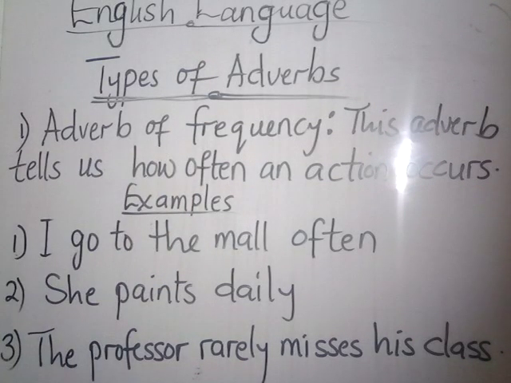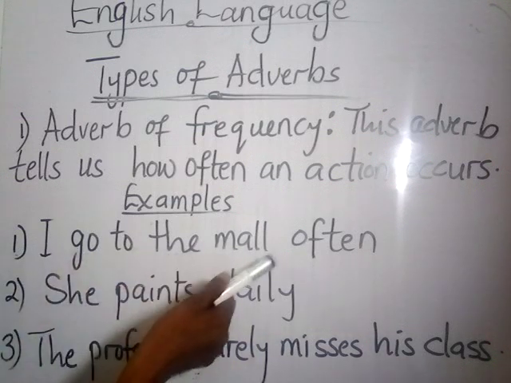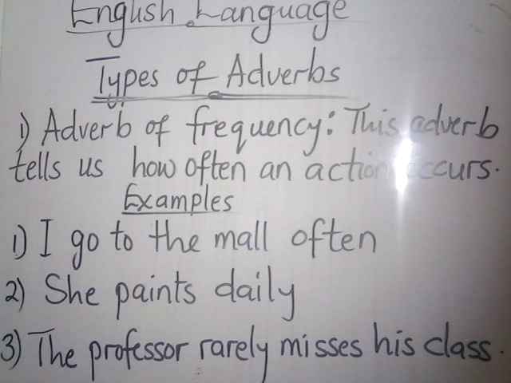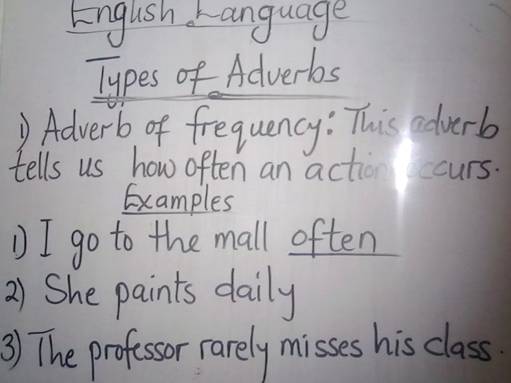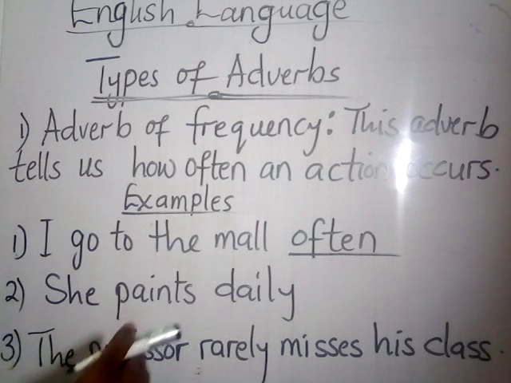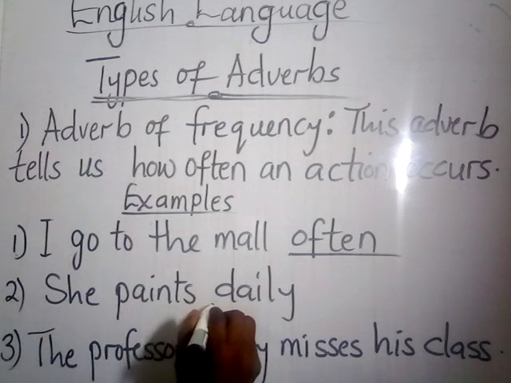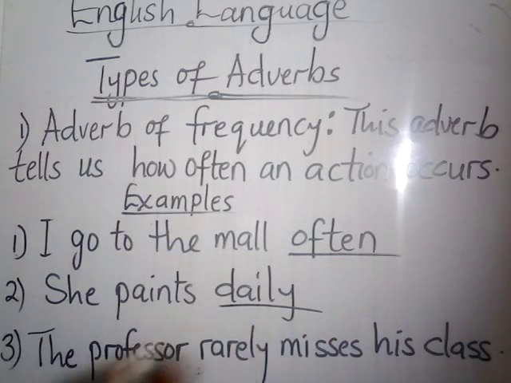So some examples here are, I go to the mall often. That means my going to the mall is something that happens every now and then. So often here is an adverb of frequency. The next example says, she paints daily. That means she paints every day. She does it every day.